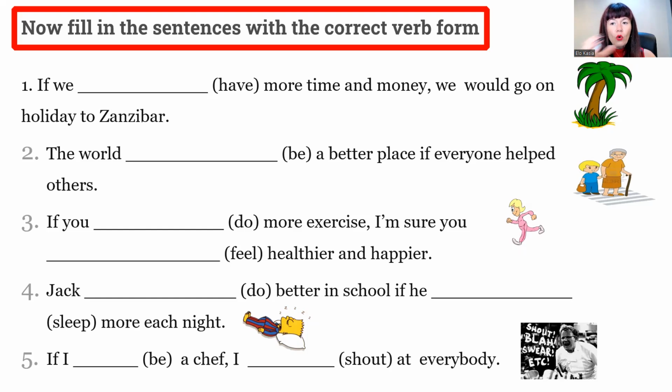Number 4, the order is reversed. So we start from Jack, do better in school if he. So watch out for this word if, so that you don't get confused where you have past tense, and where you have would. Okay. And number 5, if I would chef, I would shout at everybody. Can you guess this one?